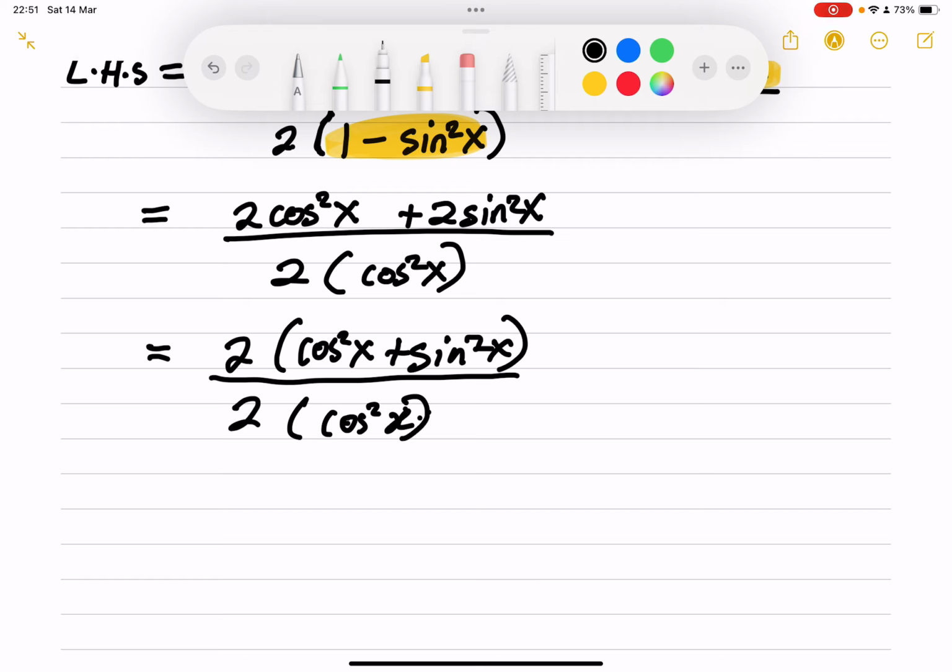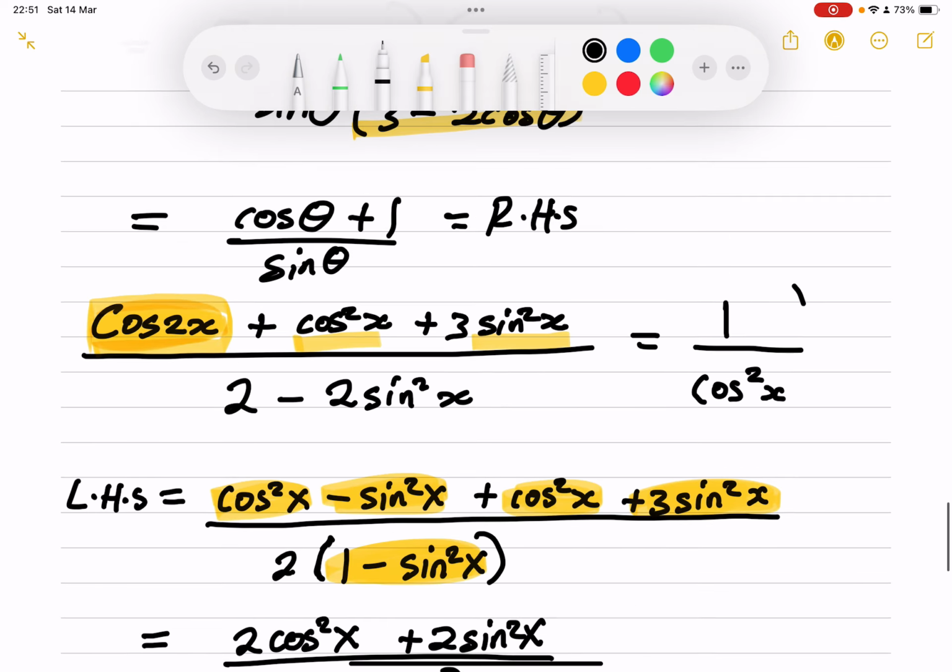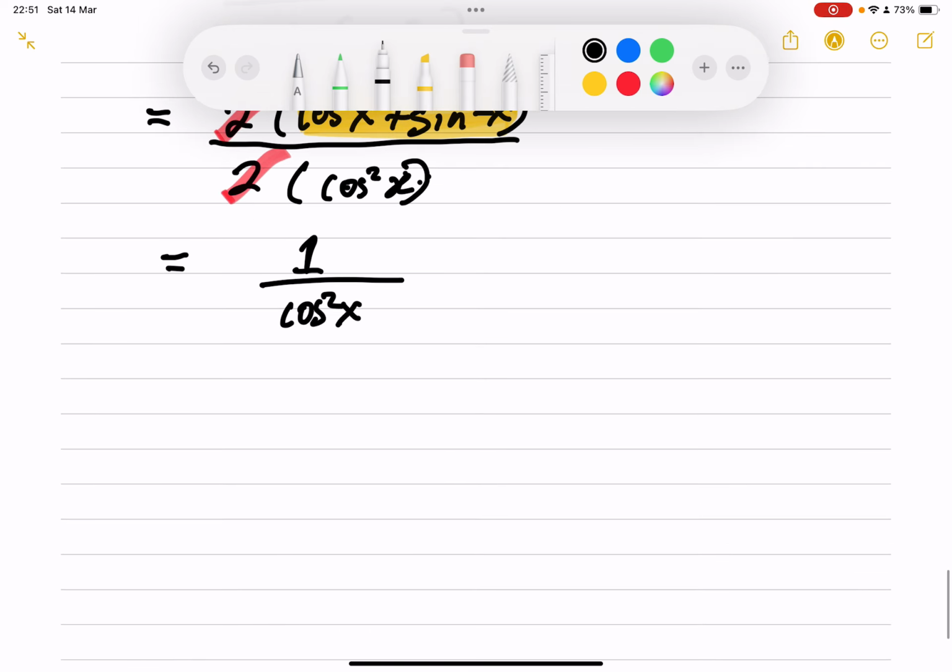Right. Then let's go on. So if you check it, cos squared x plus sine squared x is 1. So we're going to have, and if you check, guys, this guy and that guy will cancel. Those two will cancel. So on top, we are basically left with 1 over cos squared x. And indeed, that is the same as the right hand side.